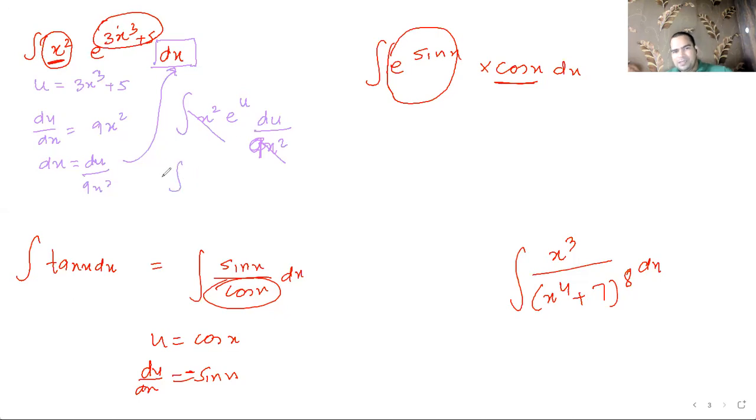So now if you look at, I get the integral as 1 over u e to the power u du. Now this can be easily done. Now you know the integration of e to the power u is e to the power u itself. So you integrate and put plus c, and then substitute back the original equation, which is 1/9 e to the power 3x cubed plus 5, and of course plus c. So this is your first integration by substitution question.